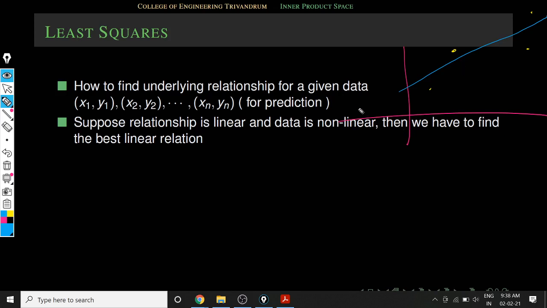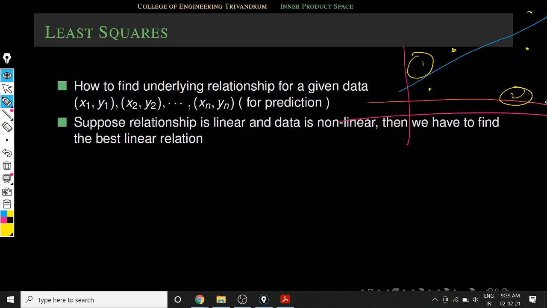Suppose you consider a straight line, and you consider another straight line like this. Suppose you consider another straight line like this. From your observation, what about these two straight lines? Denote this by 1. This is our second straight line. This blue one is the first straight line, and this orange one is the second straight line. According to your observation, which straight line is best for prediction?